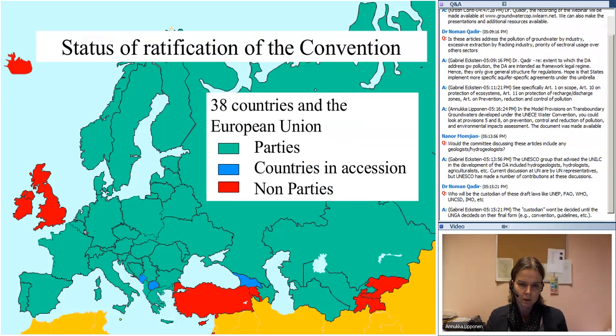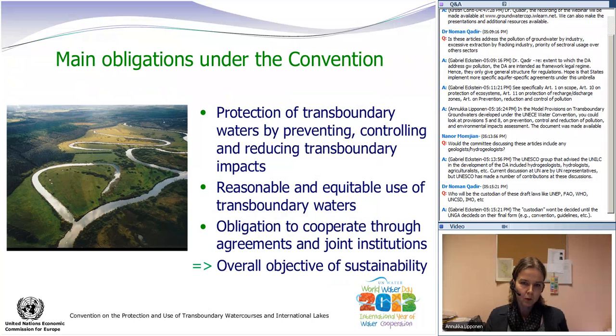The main obligations under the convention are these general principles of international water law: first, the protection of transboundary waters by preventing, controlling, and reducing transboundary impacts, or the no harm rule that Gabriel was mentioning. And then secondly, the reasonable and equitable use of transboundary waters. In addition, as a kind of third pillar, if you like, is the obligation to cooperate through entering into agreements and setting up joint institutions for the implementation. And these three pillars make up the overall objective of sustainability of the convention.